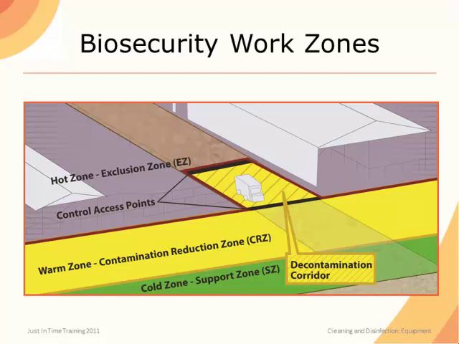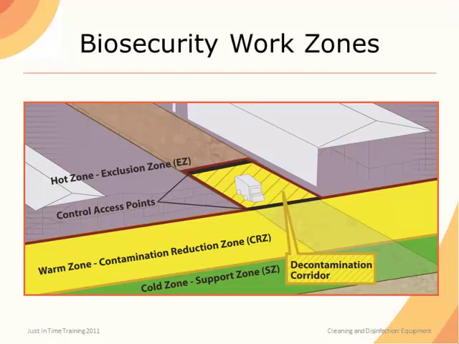As a review, the 3 work zones of a response are the hot zone or exclusion zone, the warm zone or the contamination reduction zone, and the cold zone or support zone. The hot zone or exclusion zone is a high-risk area where infected animals were housed and is potentially contaminated and considered unsafe. PPE must be worn. Initial decontamination and disinfection of items begins here prior to exiting.